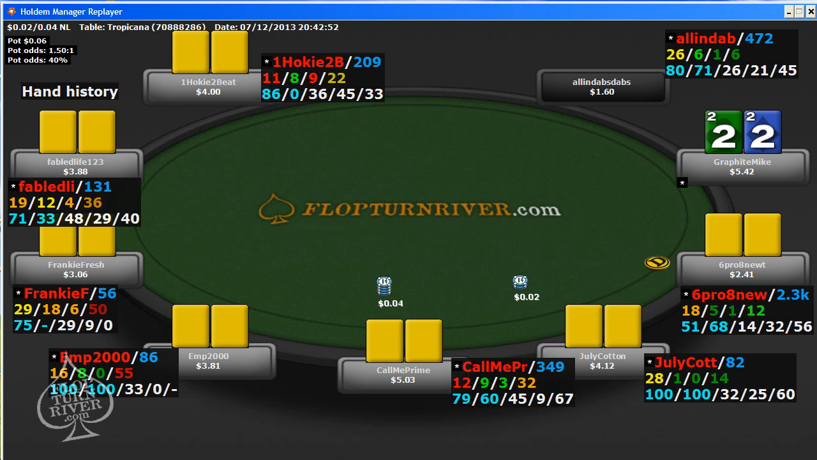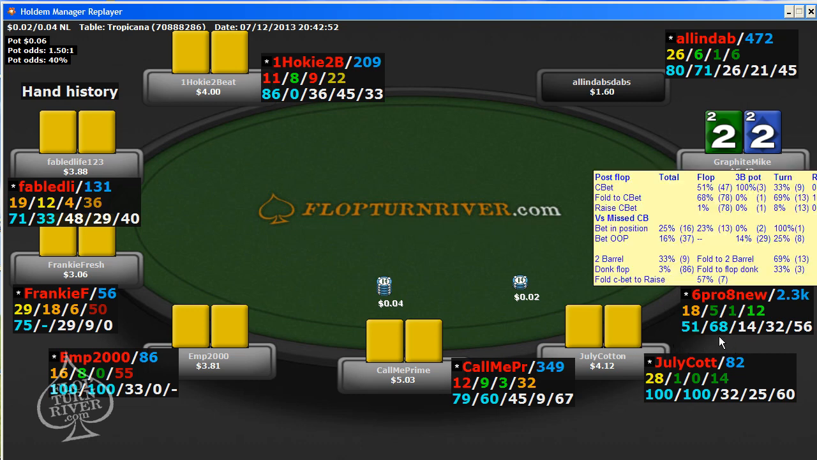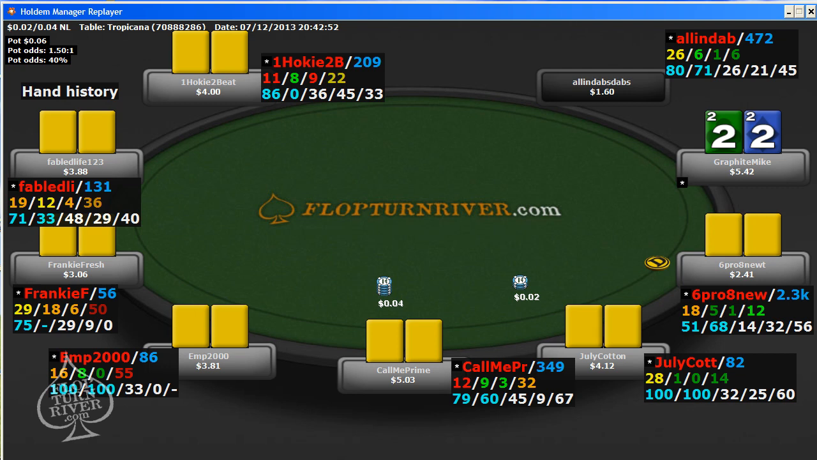So before we get started, let me discuss the HUD stats that I have up here. First number, VPIP, second number, PFR, third number, 3-bet percent. On the next line we have C-bet and fold to C-bet. And those are really the only stats we'll be using today. So let's get started here with the first hand.